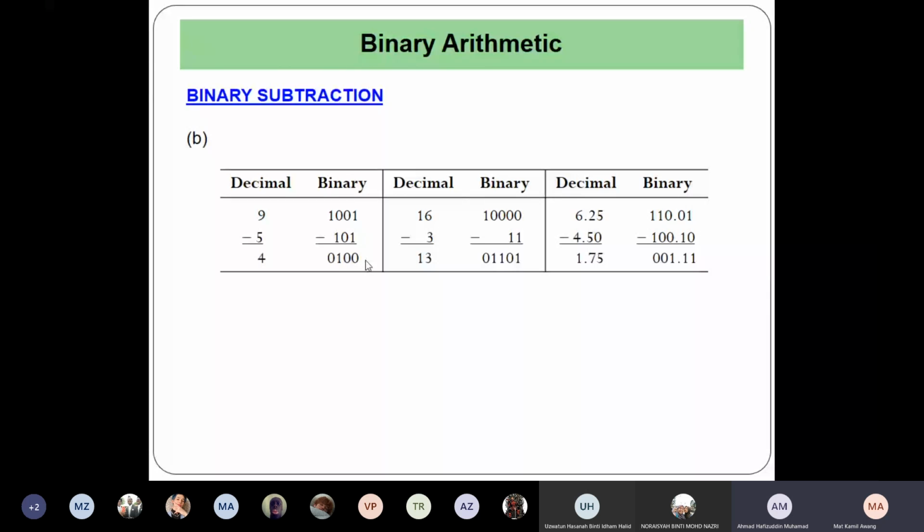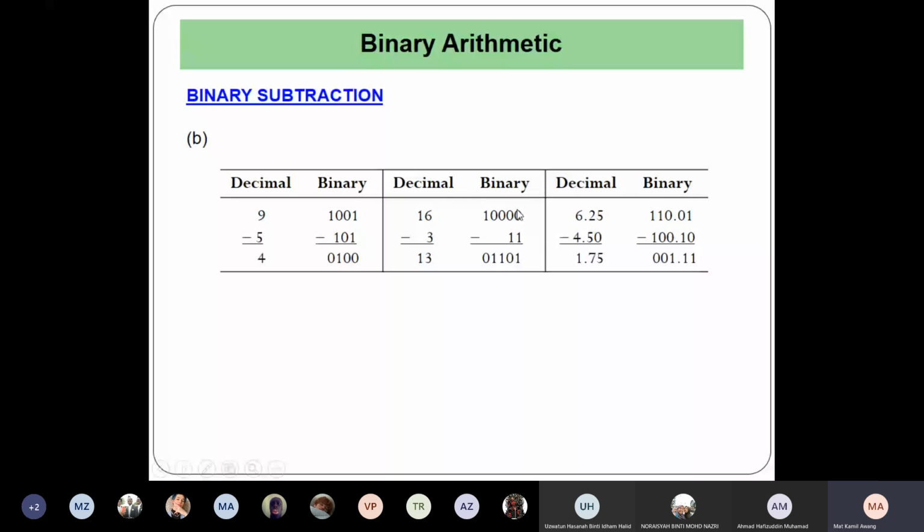Okay, second one. Decimal 16 minus 3 becomes 13. In binary, 16 is 1, 0, 0, 0, 0 and 3 is 1, 1. You set up this equation, then 0 subtract 1 cannot. You have to borrow from here, cannot. Have to borrow from here, cannot. You have to borrow from here. So here becomes 1, goes here is 1, goes here is 1.